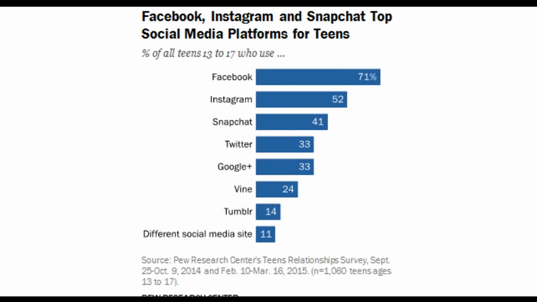Now, I promised some stats on teens. Unfortunately, these stats don't exist in Australia just yet, but in the US, teens 13 to 17, only 71% Facebook. Interesting stat, but you can see here Instagram is a lot higher. It's 52%, Snapchat's 41%, and as this demographic grows older, you'll see all of the platforms here that are very popular. Vine 24%, Instagram 52%, Snapchat 41%.